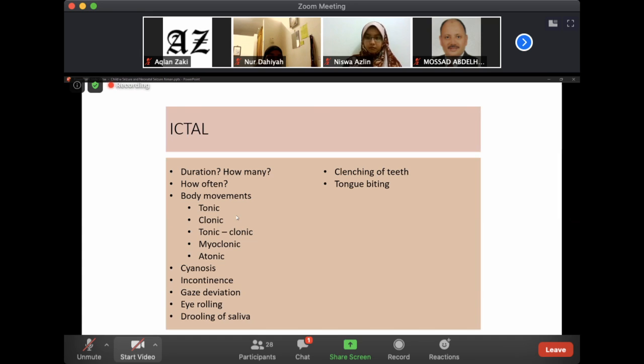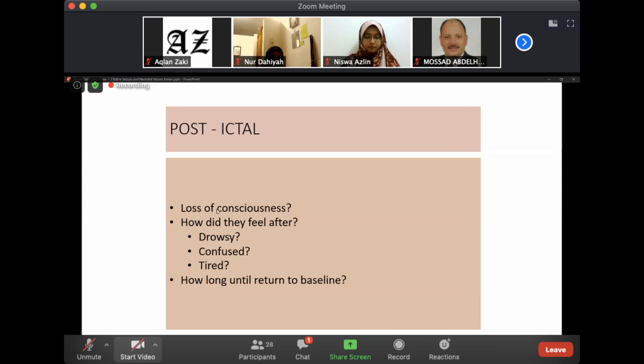If there is any video recording, and notice if there is any, ask the observer if there is any bluish discoloration of the face, any incontinence, any deviation of the eyes, eye rolling, salivation, clenching of teeth, and tongue biting. Post-ictal, ask if there is any loss of consciousness.